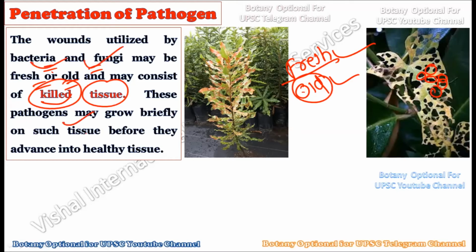Now these pathogens may grow briefly on such a tissue before they advance into the healthy tissue. That is, they can utilize the dead tissue or the killed tissue, and then they will go for the healthy tissue. So basically, what we want to say here is that it doesn't matter if there is a fresh wound or an old wound. Both types of wounds can be utilized by the bacteria and the fungi. They can survive on the dead tissue and later proceed to the healthy tissue.